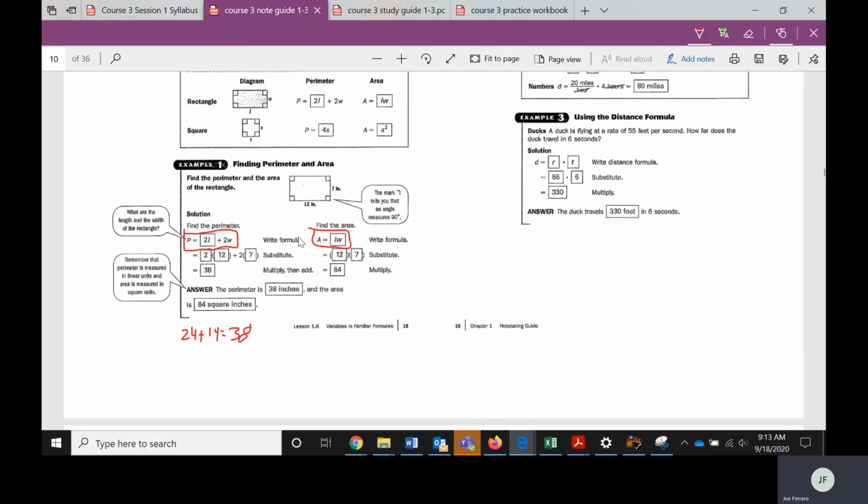The area formula is even easier. It's just a one-step: length times width. So we just go 12 times 7, 84 for the area.